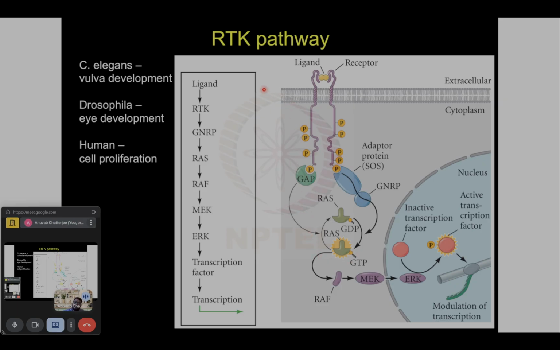And there are different functions that the RTK pathway does. In C. elegans, we have looked at it. It helps in vulva development. We have been looking at it in the past few weeks. In Drosophila, it helps in eye development, and in humans, it causes cell proliferation. So this is essentially the pathway.